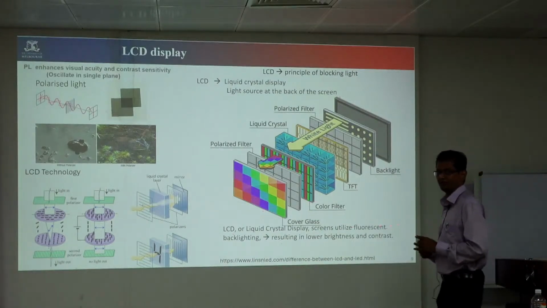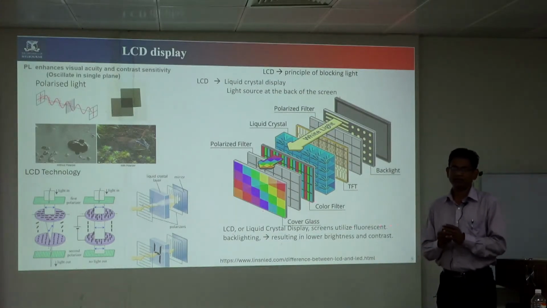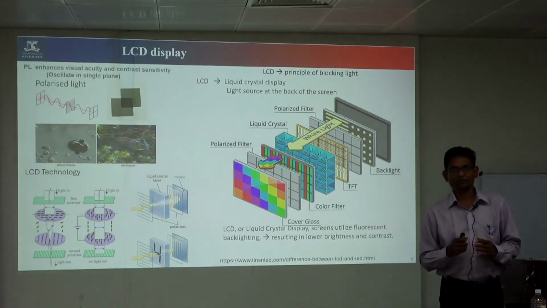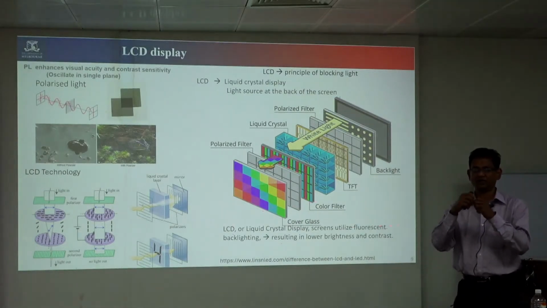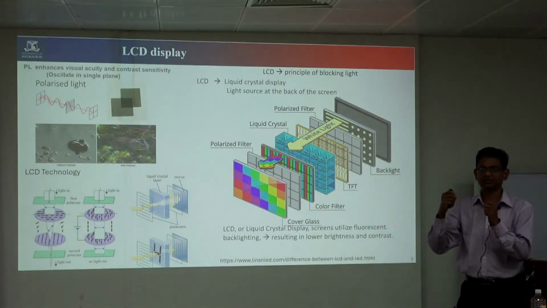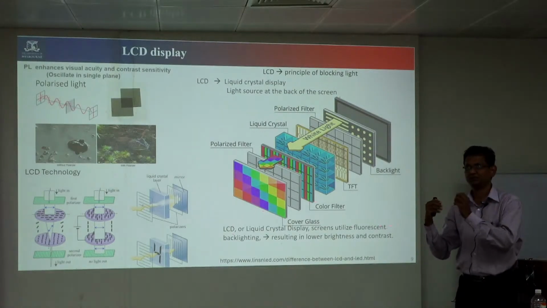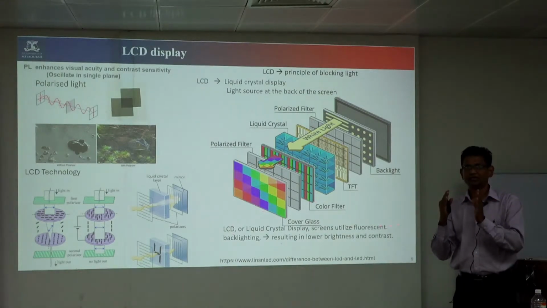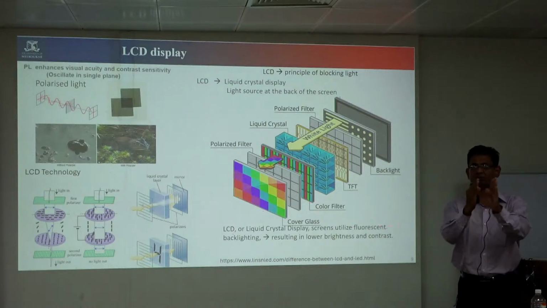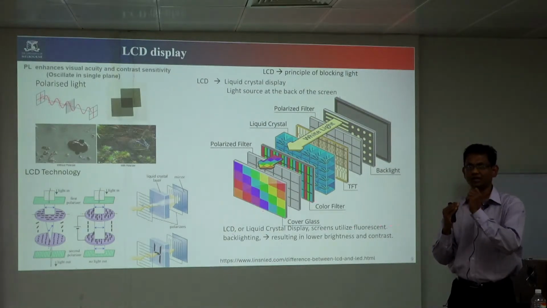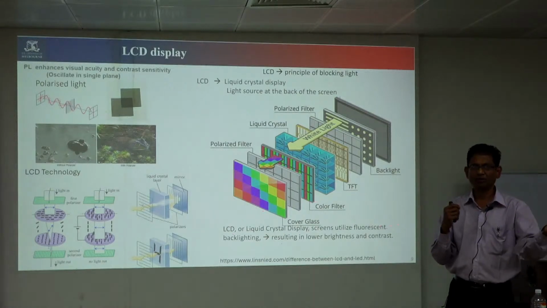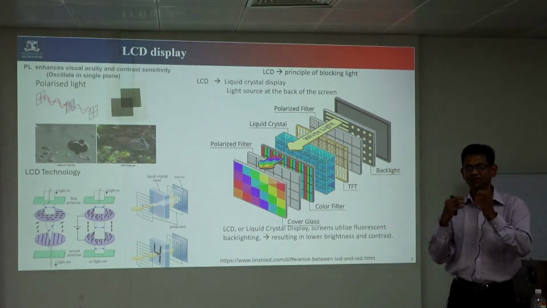So it's basically working on the principle of blocking light, because here we have polarized light. Polarization means that when light travels, it vibrates in all directions. If we make the vibration in a single plane, then only that light comes out, and the image should be clear. Otherwise, with all components, things will be blurred.